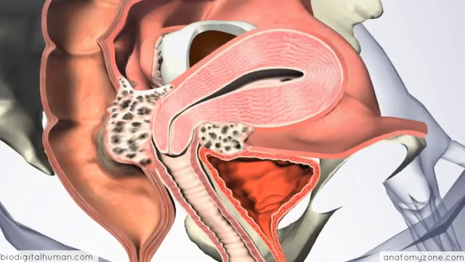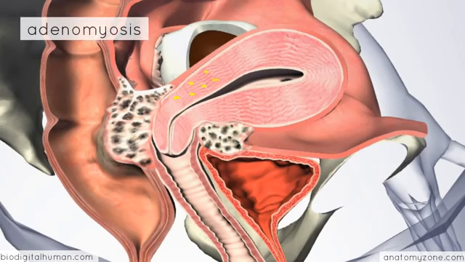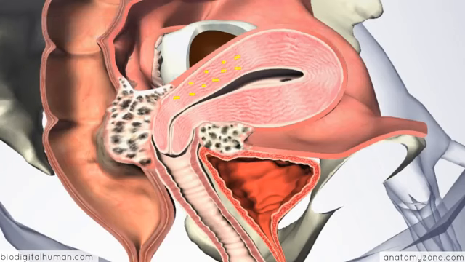So you can also get ectopic endometrial tissue within the myometrium, and this is known as adenomyosis. So in this condition, symptoms may be absent, but you often get menorrhagia and painful periods, so dysmenorrhea.